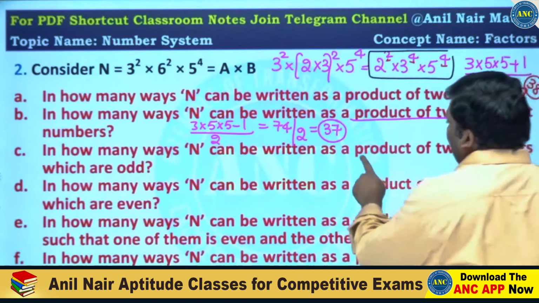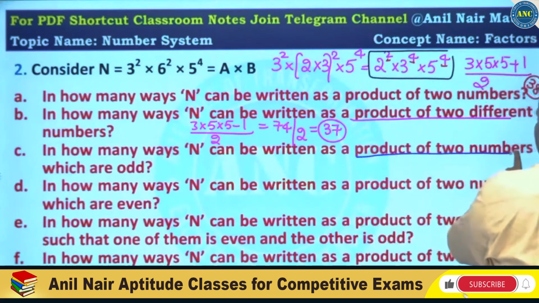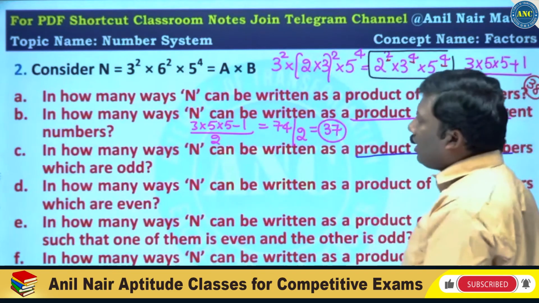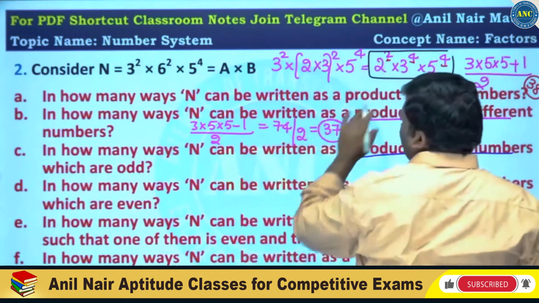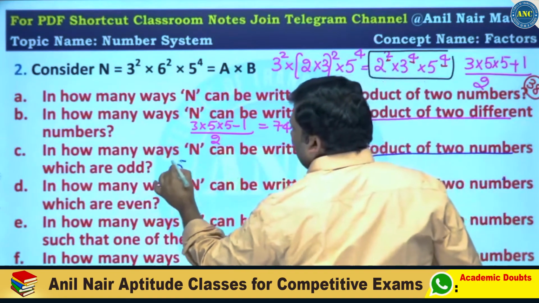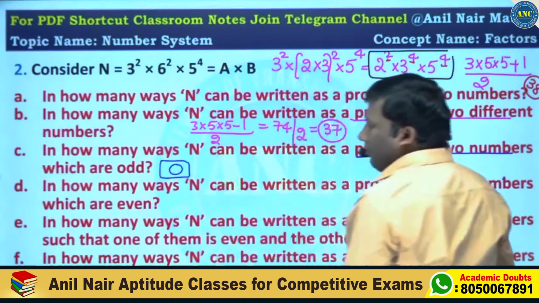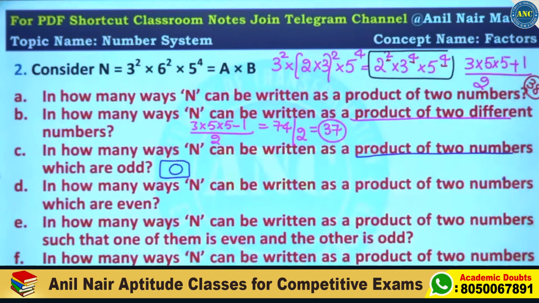Next one: in how many ways can you write a number as a product of two numbers which are odd? Odd into odd will be an odd number, but this number is an even number. So the third one's answer is 0. I hope it is clear.